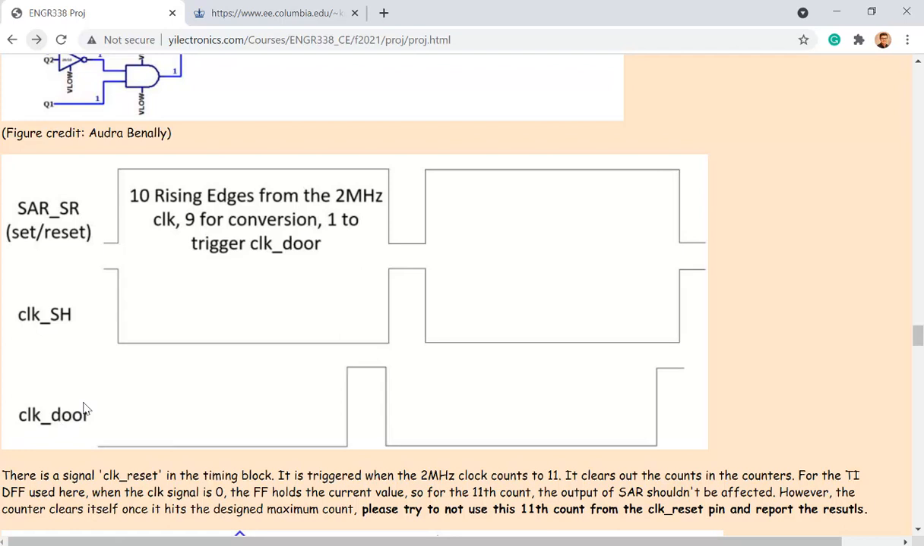What about the door? The door rising edge will kick that 8-bit parallel output out, right? It needs to happen before you sample new data. It's still holding that, then I send it out, and then I get a new data sampled.